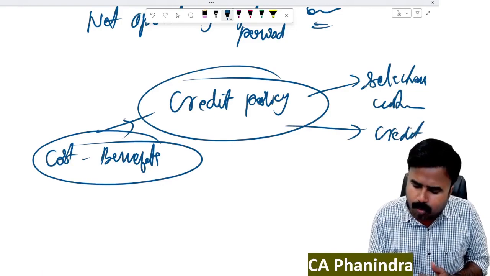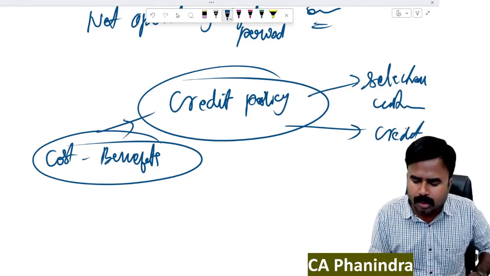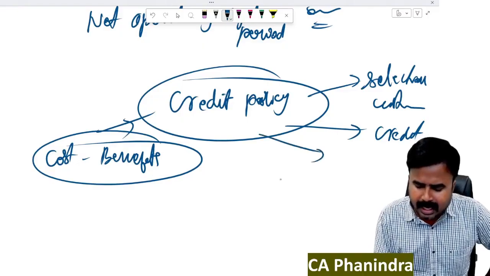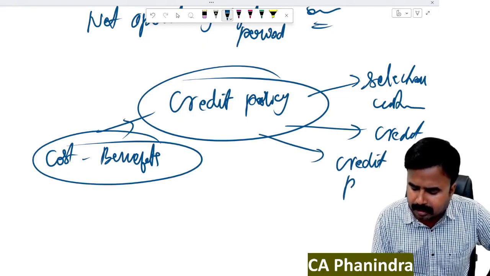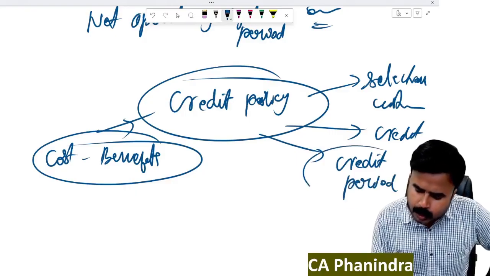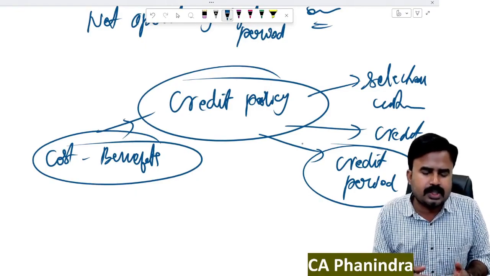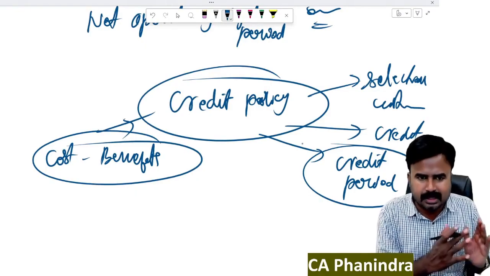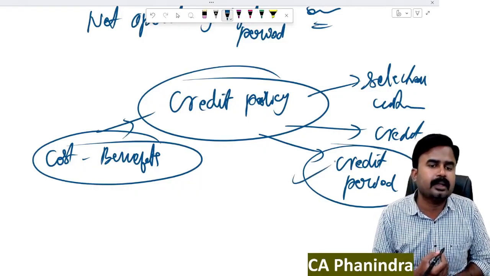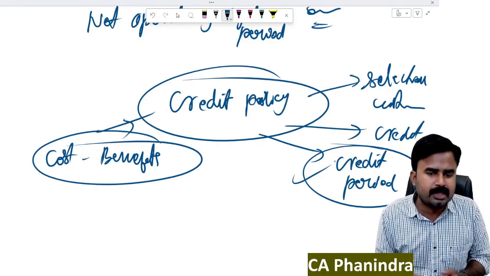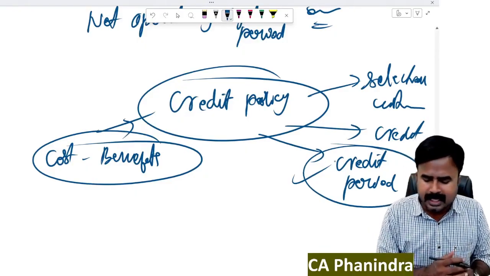Nothing but the worth of raw material, worth of finished goods that can be sold to the respective customer. And the last one is the time period that we are allowing to our customers, nothing but the credit period. So the selection of the customer, credit sanctioning, nothing but the worth of the goods that can be sold on credit basis to a specific category of customers, and then the credit period, that means the time period we are allowing to our customers for paying their dues. All these three things are part and parcel of our credit policy.